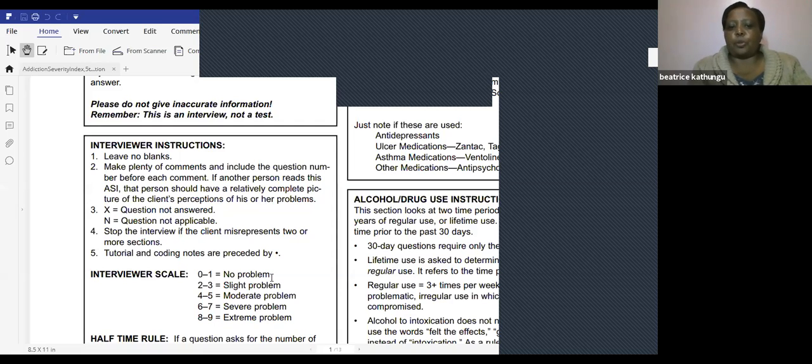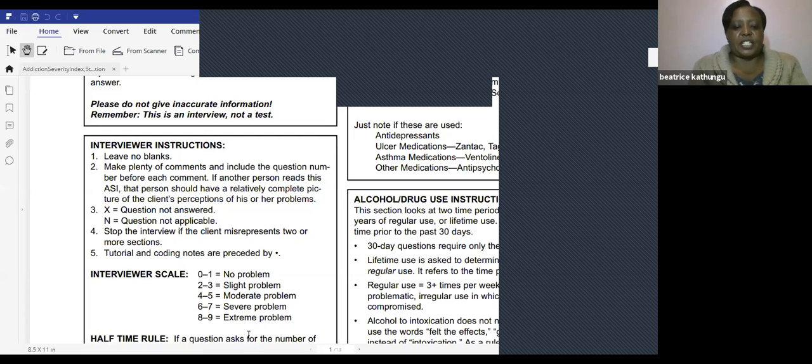0 to 1 if there is no problem, 2 to 3 slight problem, 4 to 5 moderate, 6 to 7 severe, and 8 to 9 extreme. And you're going to notice that at the end of every section, there will be the place for the client ratings and, of course, the interviewer rating.